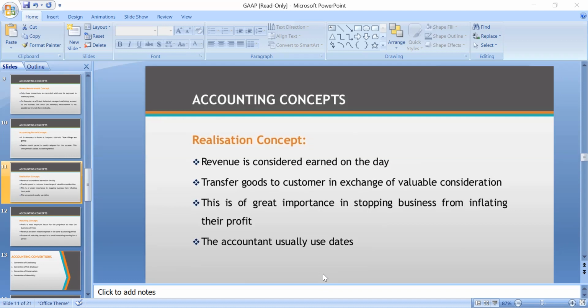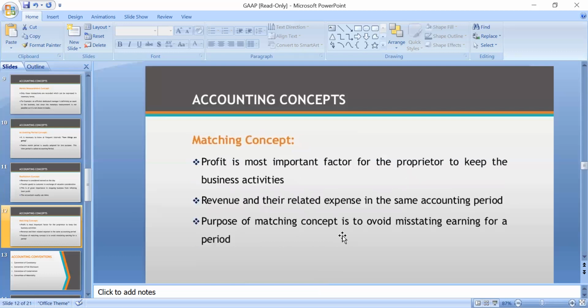right? So just remember, learn a simple point of this assumption, that we assume that a sale is considered to be made only when the cash is received from the customers. Okay. Moving toward the next concept, and the next concept is matching concept.